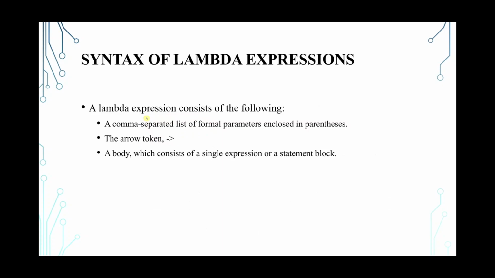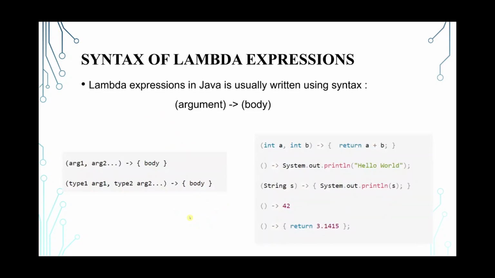The syntax of a Lambda expression is a comma-separated list of parameters, then the arrow, which is a hyphen and the greater-than sign on your keyboard, and then a body. The body could be a single expression, or a block with multiple statements. So it could be something like this. We have parameters and we always have them in parentheses.